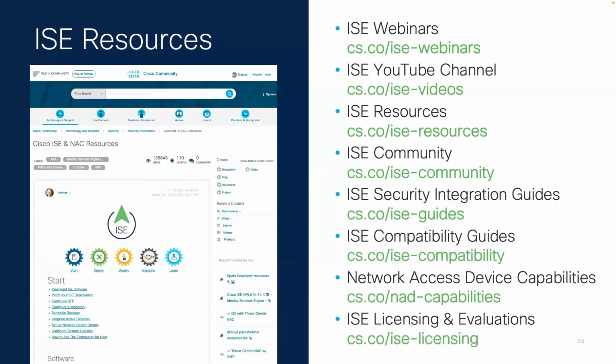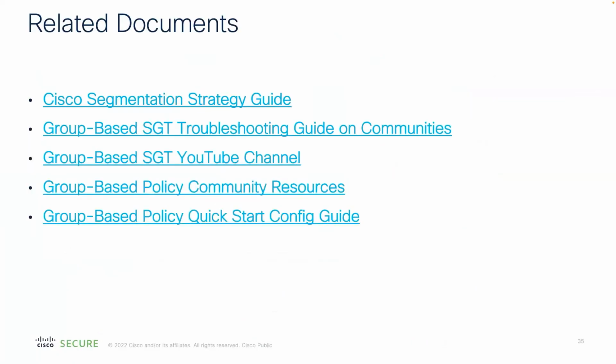And then there's just some ISE resources here. When Rigo posts these slides, you could have a look at these resources of different ISE guides, and also group-based policy guides. Now, this is a white paper. The first one is a white paper I've written on segmentation strategy using SGTs, and also my troubleshooting guide to help you along your way. And there's also YouTube and community resources to help you with your SGT journey.